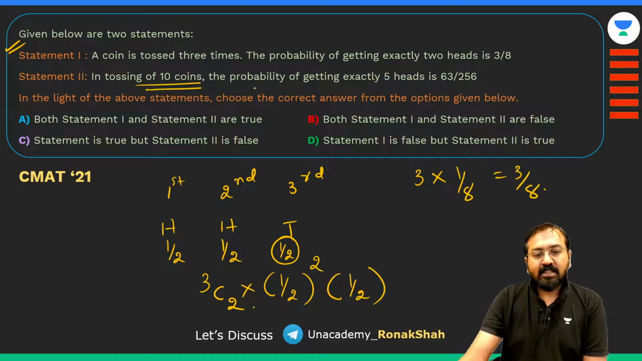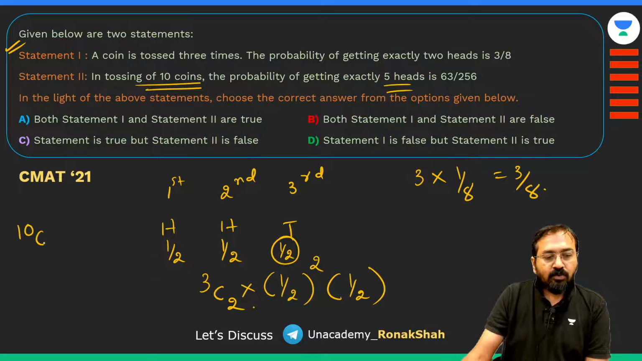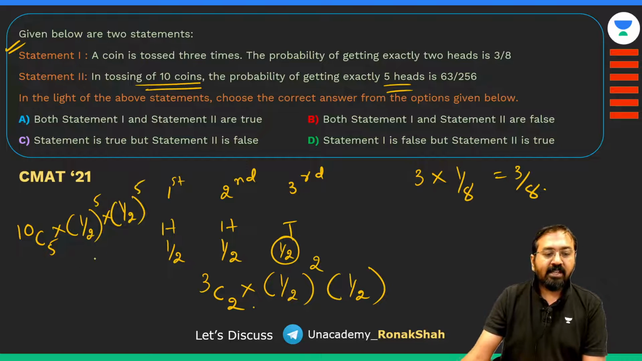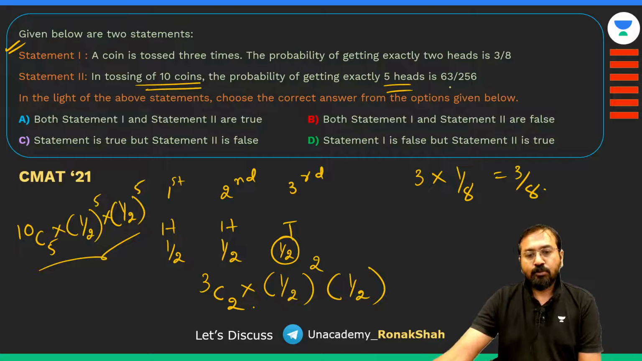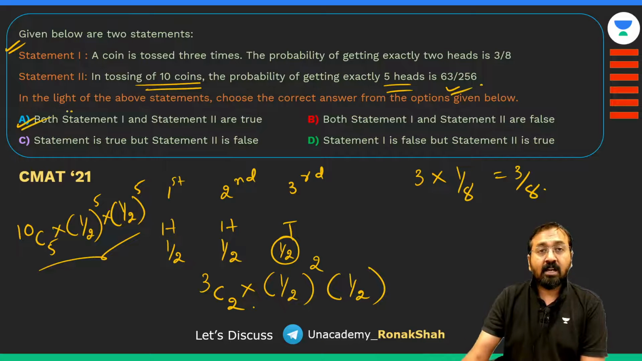Similarly, tossing 10 coins, the probability of getting exactly 5 heads. So 10 coins, we want 5 heads, so 10C5 into the probability of head, which is 1 by 2, so 1 by 2 raised to 5, and tail is also 1 by 2, so the remaining 5 should be tails. So this will be your answer. If you simplify this, it will come out to be 63 by 256. So both the statements are true.